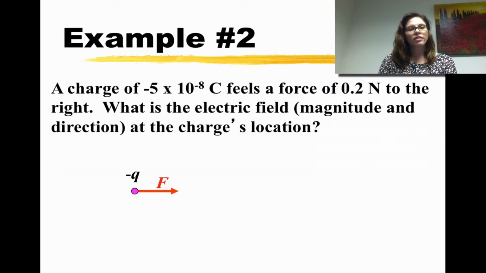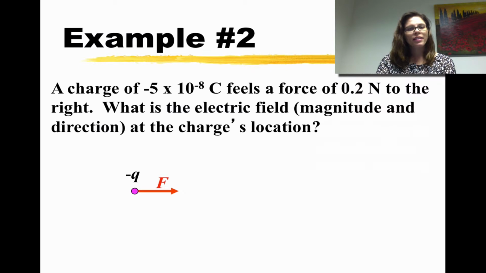Okay, so let's work out this example. A charge of -5 times 10 to the -8 coulombs feels a force of 0.2 newtons to the right. What is the electric field, magnitude and direction, at the charge's location? All right, I would like you to pause the video and work this out.